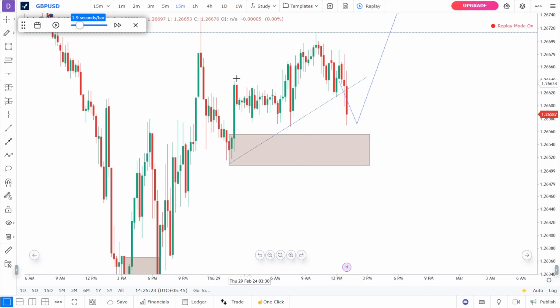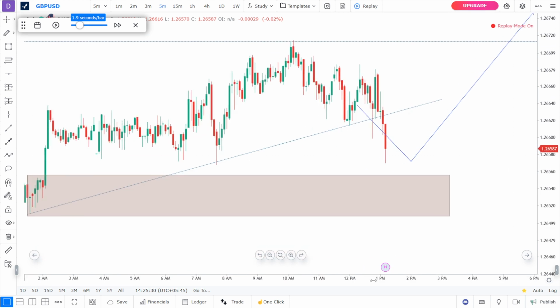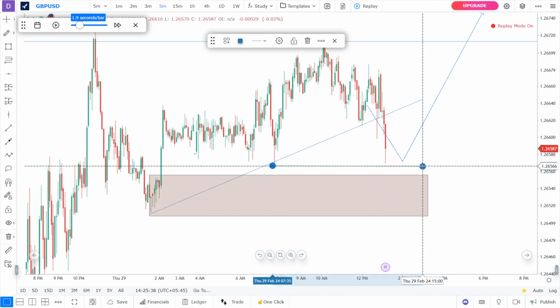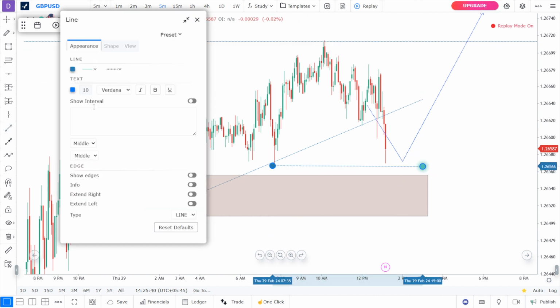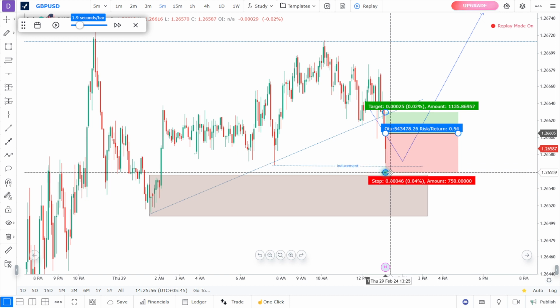Let me go to the 5 minute. On the 5 minute, there is this inducement here. Inducement means a lot of people will be buying it here, with the stop loss below that.